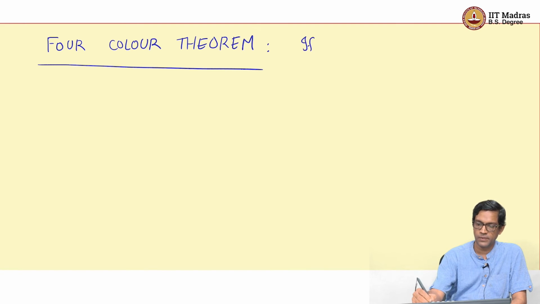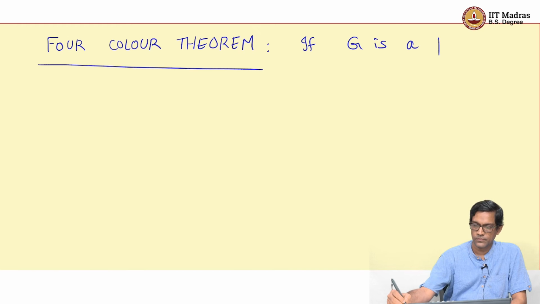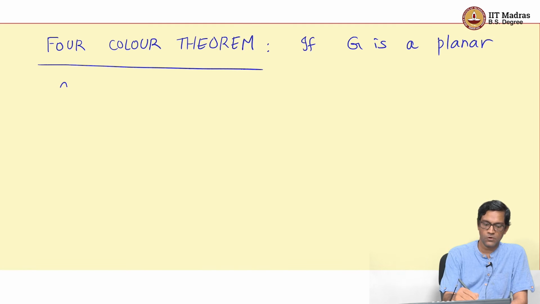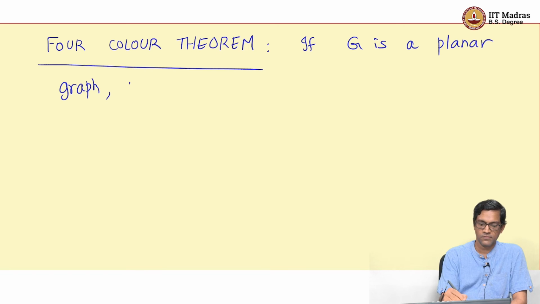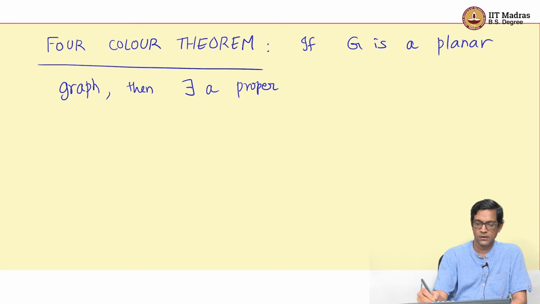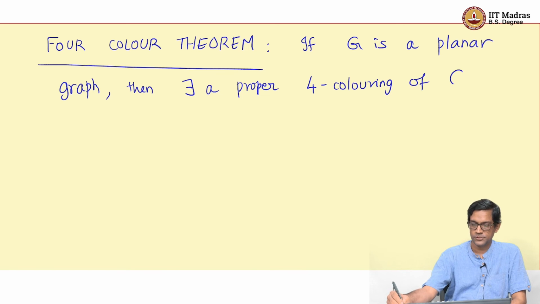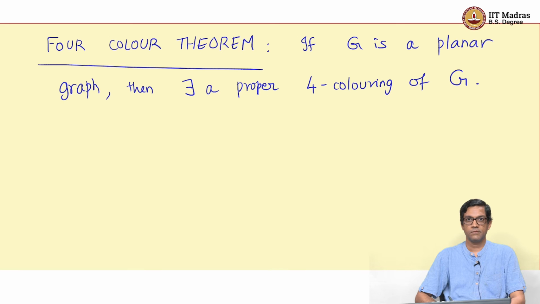So it says if G is planar, then it is always possible to just use 4 colors. If G is a planar graph, then there exists a proper 4 coloring of G. Okay, in other words, there is a function from the set of vertices of G to the numbers 1, 2, 3, 4, or to the set of 4 colors red, blue, green, yellow, such that you can assign colors to the vertices so that when 2 things are connected, they have different colors.